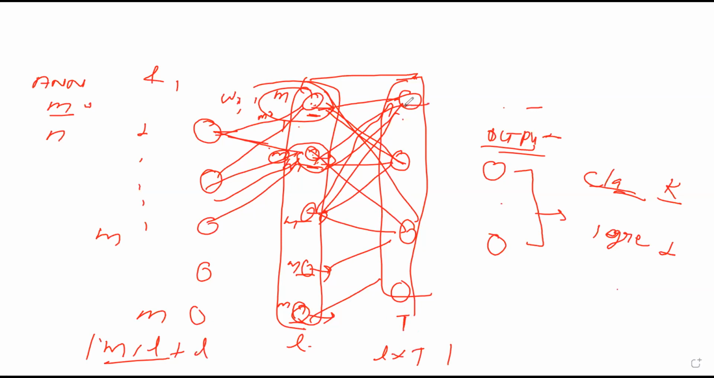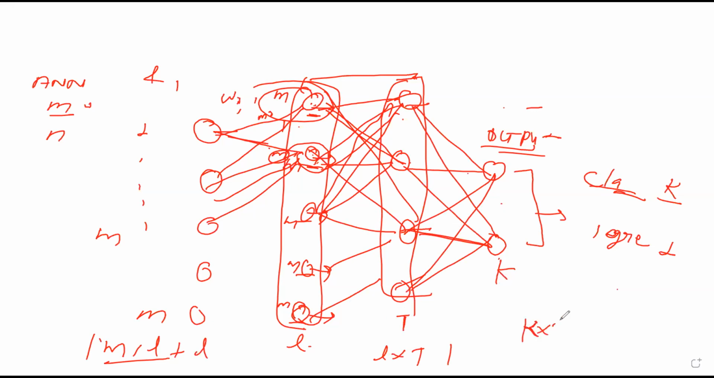Similarly, each neuron will have one output, right? So each output is now fed to the neurons of the output layer. Let's say you have K neurons in the output layer. So how many parameters will be learned here? T into K plus K, right? So given a network, you can find the number of parameters which are being learned by this network.